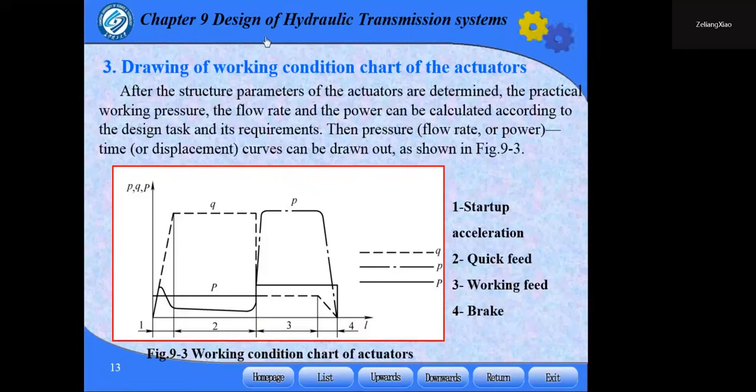Okay, the rest of the class is for you to finish your review. Okay, let's see, finish your review.